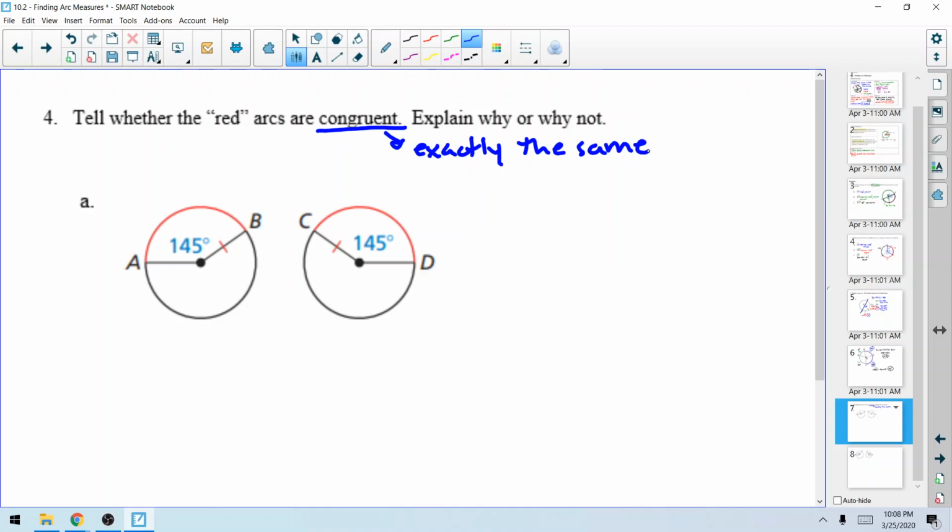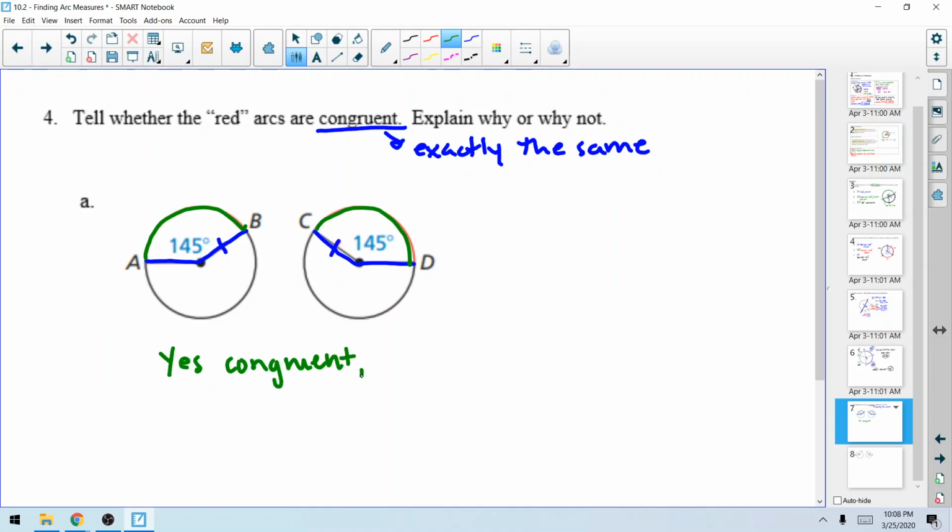So the first thing I'm looking at is my central angles. 145 degrees, 145 degrees. Well, that's the same. So far so good. Then do you notice that my radii are the same? So think about this for a minute. If I have the same central angle and the circles are the same exact size, then would these arcs be the same exact length? And the answer to that is yes.